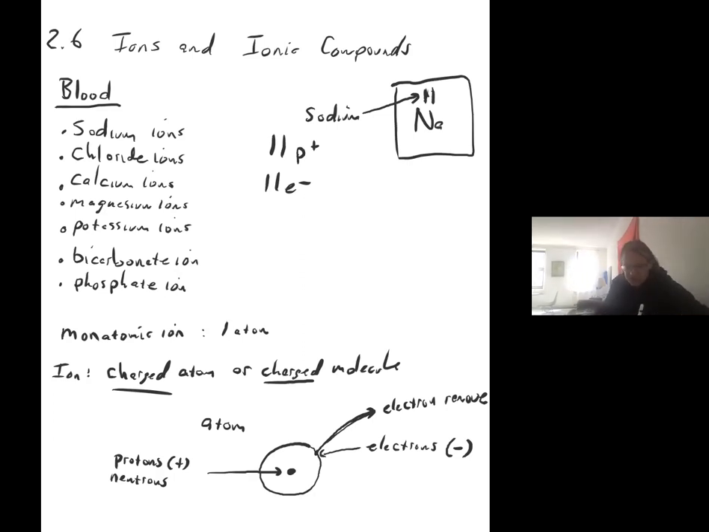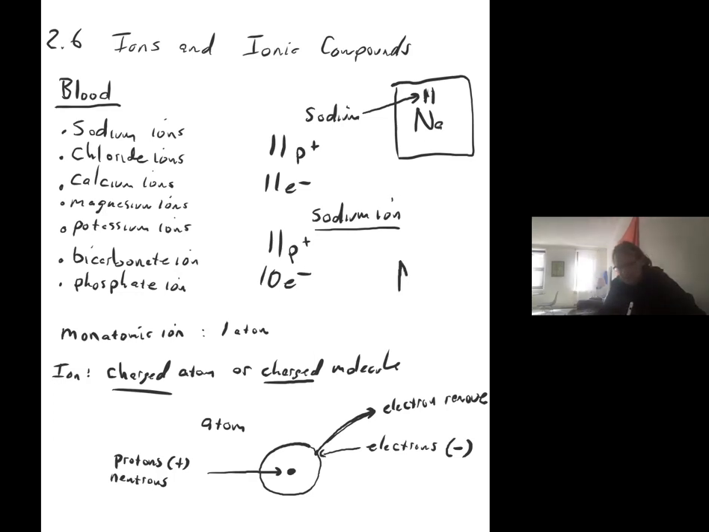And so a sodium ion is the case where you take off one electron and you only have 10 electrons. That's called a sodium ion. And the sodium ion has more positive charge than it has negative charge. So here's how we represent that.